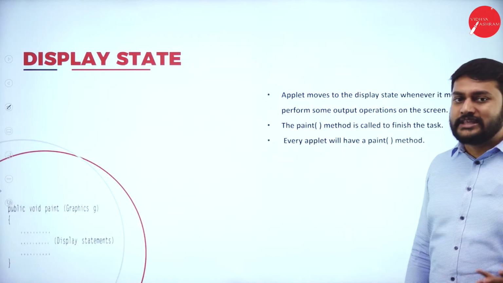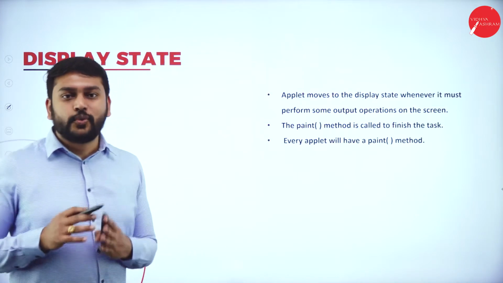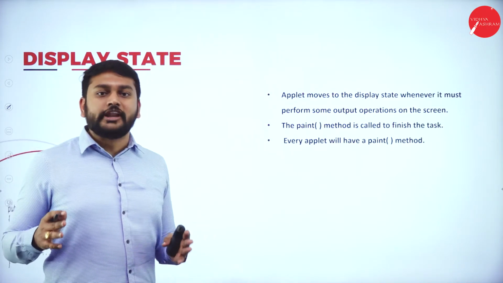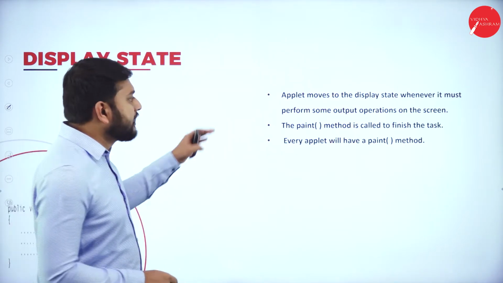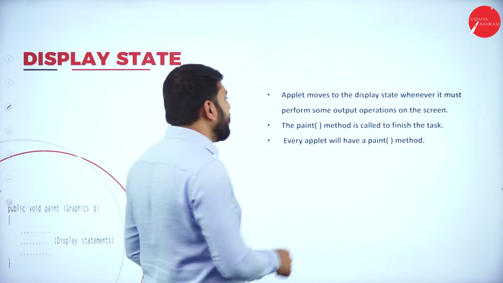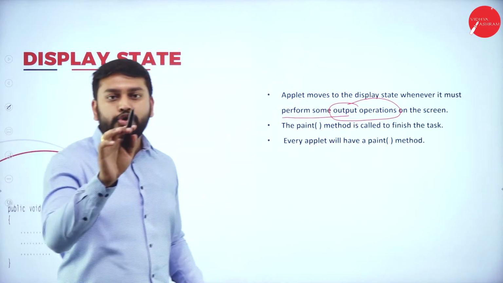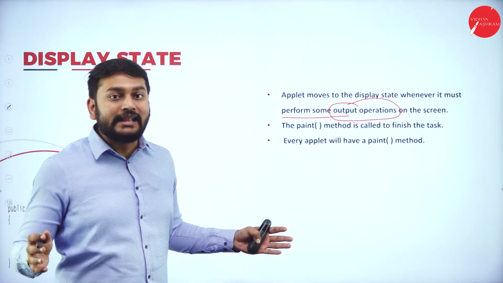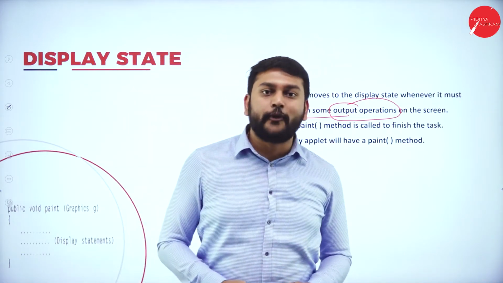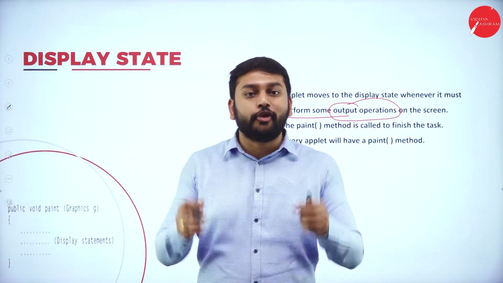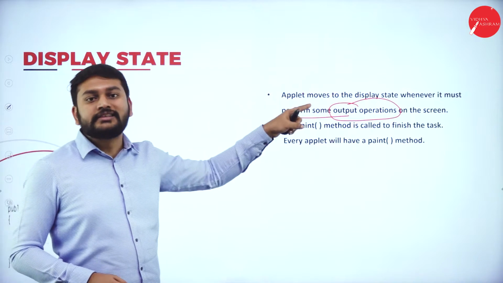So what exactly is the display state all about? Please listen to me carefully. This is one of the last states of the applet life cycle that I'm going to discuss in today's session. Applet moves to the display state whenever it must perform some output operation. This is a very important point that you should remember. I want to display something, I want to print the output. At that point of time, the applet moves to the display state.